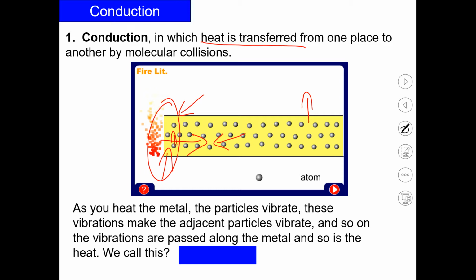Question: as you heat the metal, the particles vibrate. Vibrate means a kind of motion of each particle. This vibration makes the neighboring particles vibrate, and so on. The vibrations are passed along the metal, and so is the heat. What do we call this? Can you think? Yes, the answer is conduction.